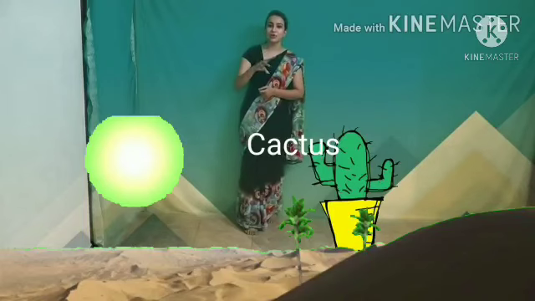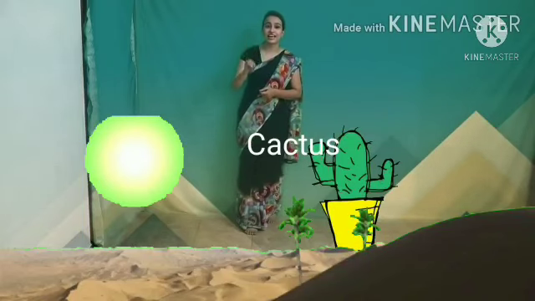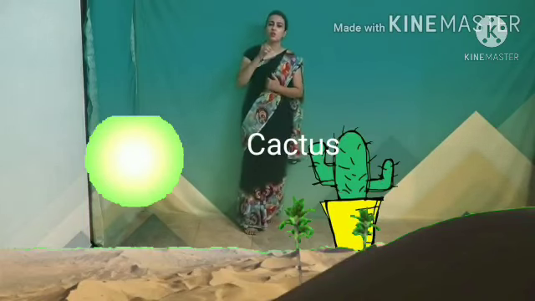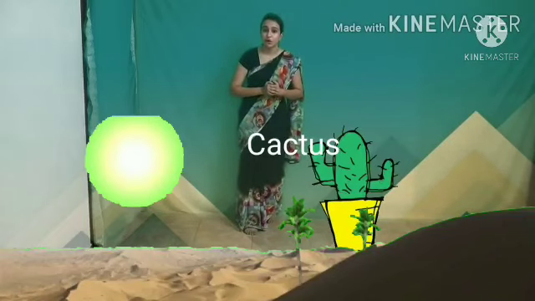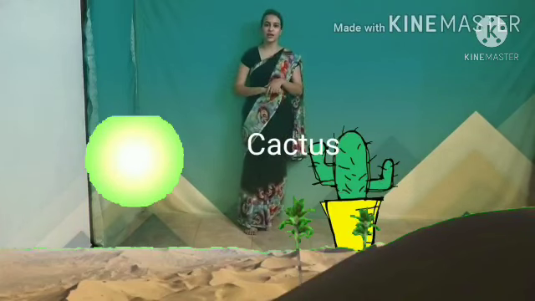Instead of leaves, these cactus have spines on their body. So why do these cactus have spines? Because to reduce water loss, they have spines on their body.